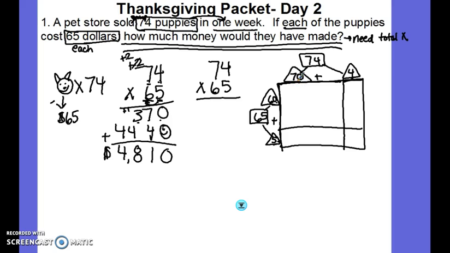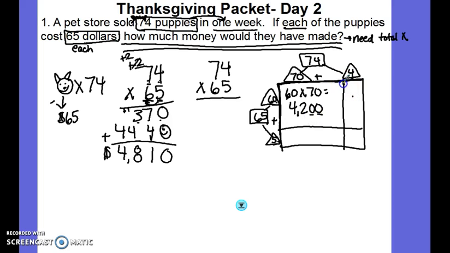Now I need to multiply length times width to find the area of each rectangle. So 60 times 70 equals 4,200. If you're struggling with figuring out what 60 times 70 is, please do not say add the zeros. Please think of this in unit form. So 6 tens times 7 tens. And you know 6 times 7 is 42, and 10 times 10 is 100. So 42 times 100 means you shift it 2 times, and you get 4,200.